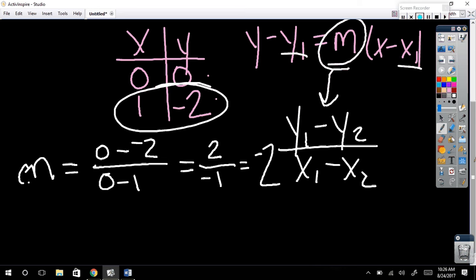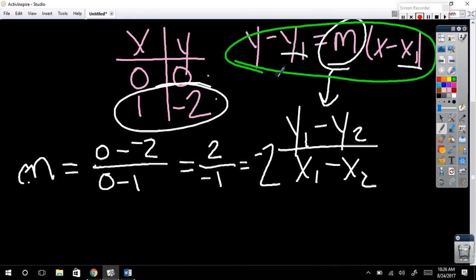So now, this is where the magic happens. This is the fun part. Your equation. I can use either of these 2 points. I'll write it both ways. Y minus 0 equals -2 times x minus 0. You really don't need the zeros, right?